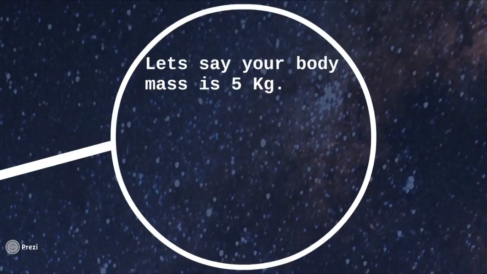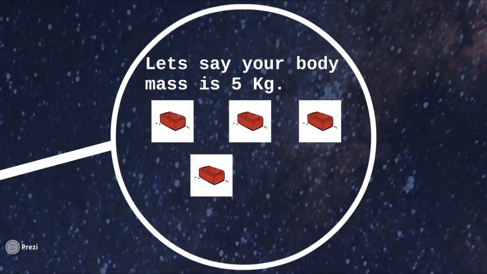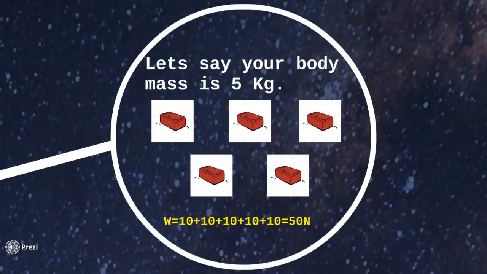Let's say you have a mass of 5 kilograms. Then think of your body as 5 individual bricks, each with a mass of 1 kilogram. In case of our planet Earth, it pulls each of those 1 kilogram bricks with a force of 10 Newton. 5 of these added together makes 50 Newton. That is what your weight is. If you were, let's say, a person with a mass of 80 kilograms, Earth would pull each of those kilograms with 10 Newton force, thus making your weight 800 Newton.